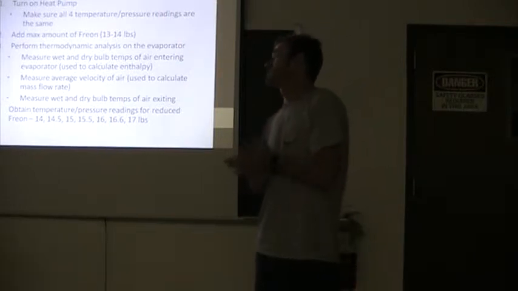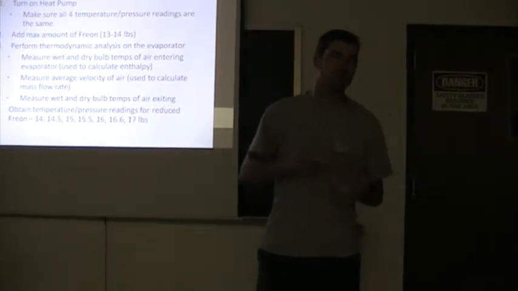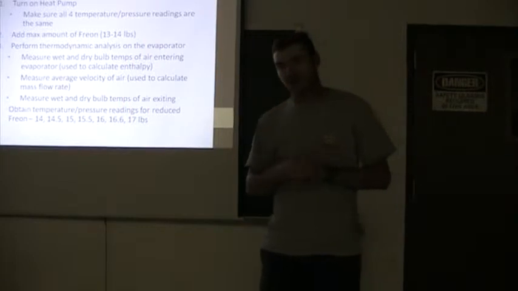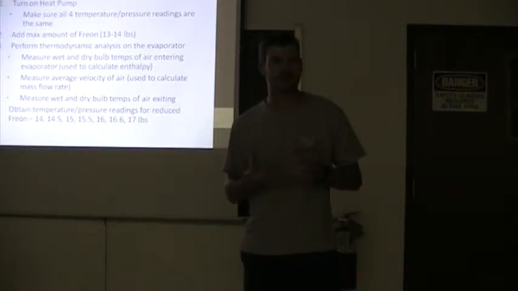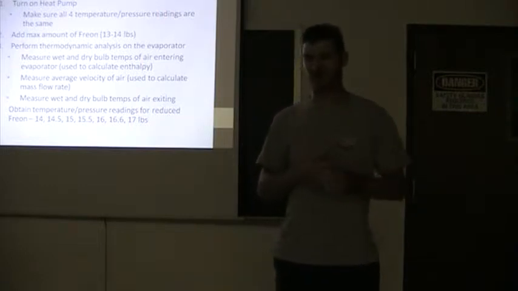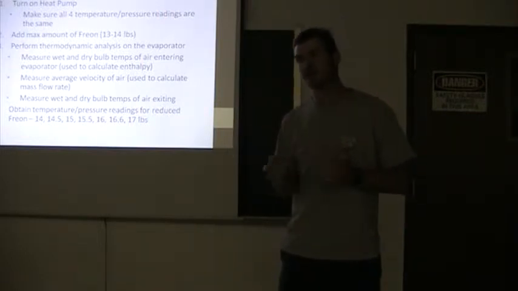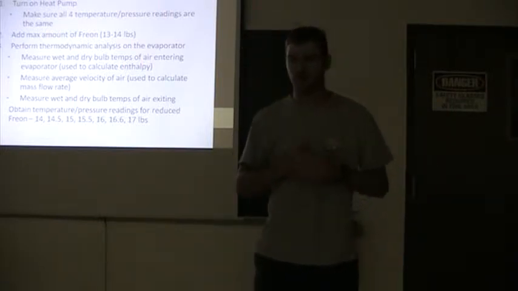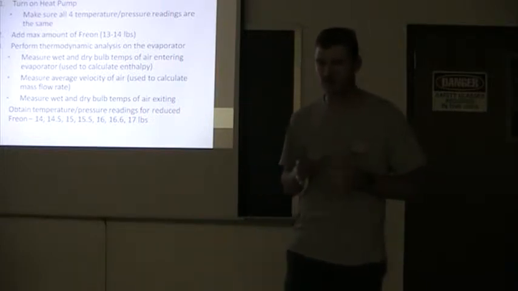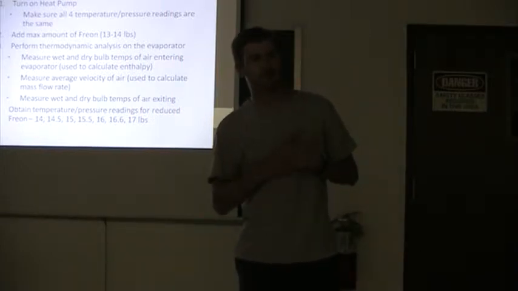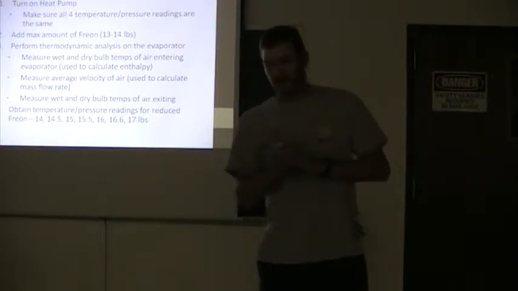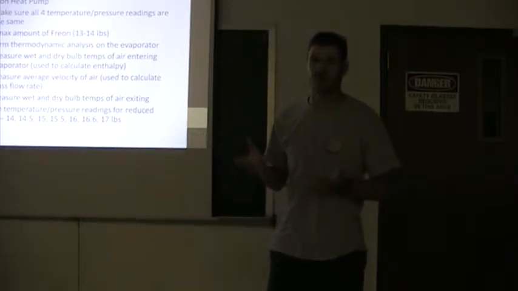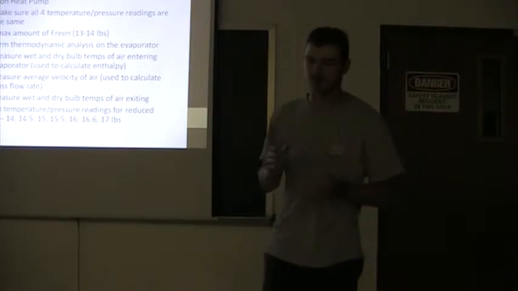The procedure for this experiment is to first turn on the heat pump, and make sure all 4 temperature and pressure readings are the same. Then you add a max amount of Freon, which is normally 13 to 14 pounds. The third step is to perform the thermodynamic analysis. This is done by taking the wet and dry bulb temperatures of the air entering the evaporator, then taking the average velocity of the air. Then you measure the wet and dry bulb temperatures for the air exiting the evaporator.